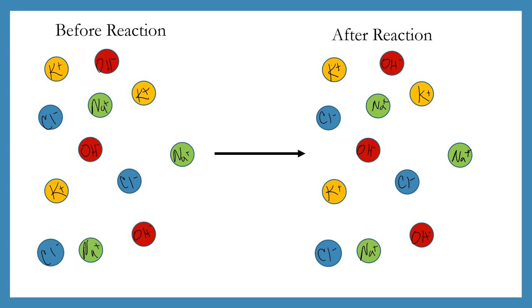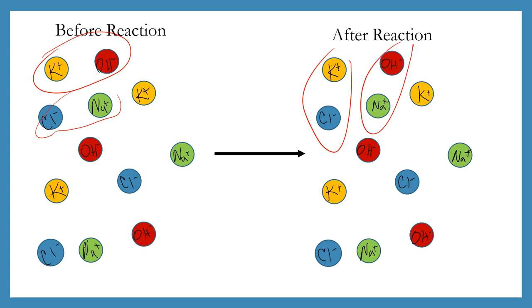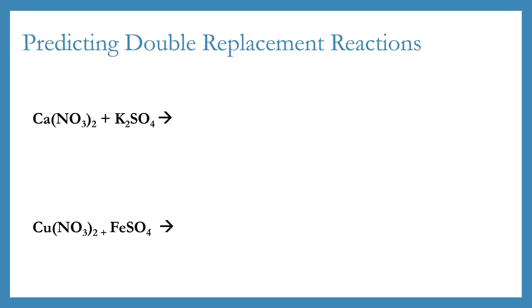If, however, we had potassium hydroxide and sodium chloride, so here's the sodium chloride, here's potassium hydroxide, they don't want to come out of solution. So there's no issue here with sodium hydroxide and potassium getting with the chloride. Nothing happens. They all just stay floating around in solution. And because of that, we say that there's no reaction.